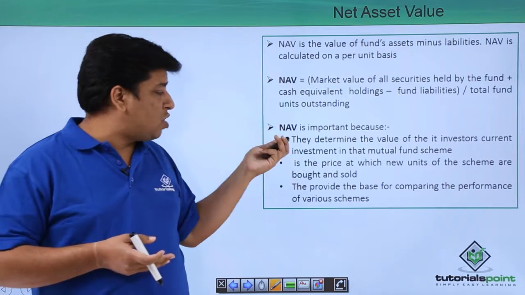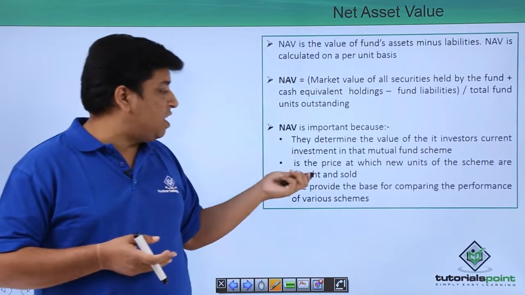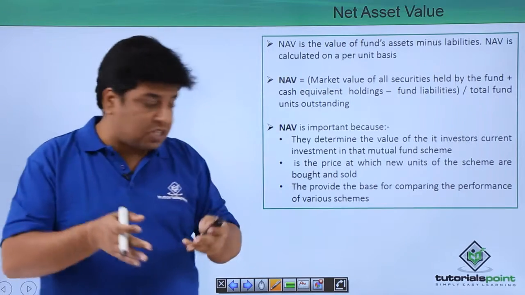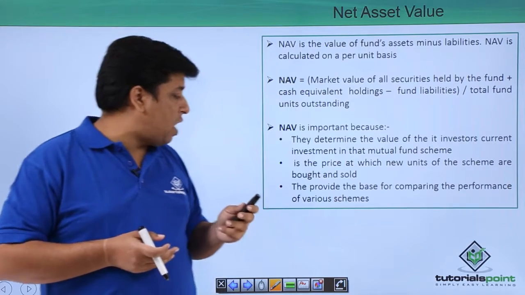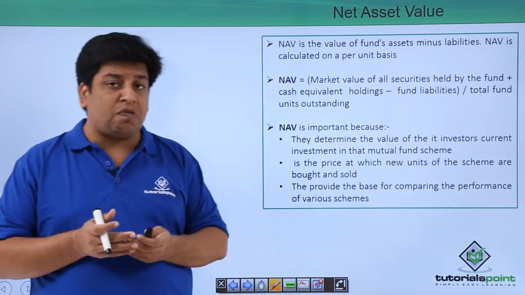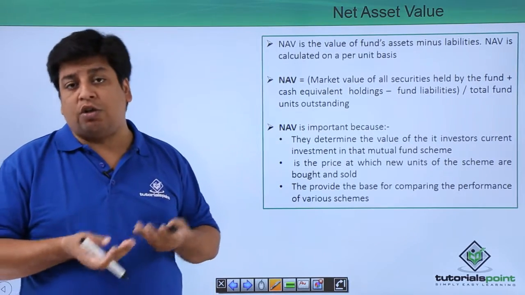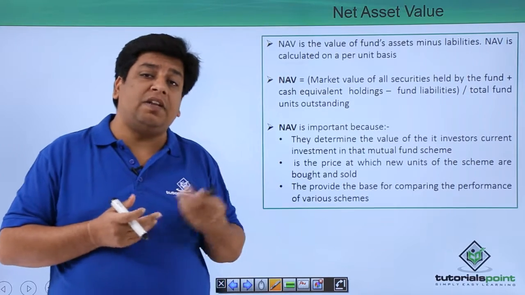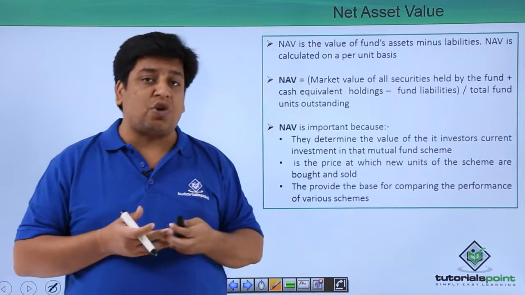NAV is important because it determines the value of the investor's current investment in that mutual fund scheme. It is the price at which new units of the scheme are bought and sold. So whatever you invest into a mutual fund, suppose you are investing 1000 rupees in a mutual fund and the NAV for your mutual fund is 100, that means you get 10 units of the mutual fund.